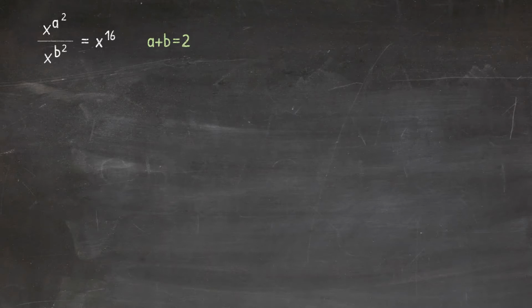It seems like this information would come in handy, but for now, let's try to size up the problem. We're given x in the numerator and x in the denominator, with exponents in the form of unknowns a squared and b squared. And it equals x with an explicit exponent of 16. If you remember how to divide two numbers with exponents with the same base, then you can save some time.